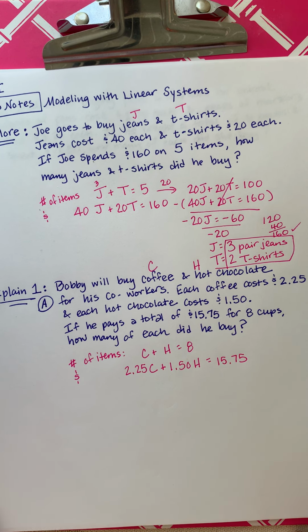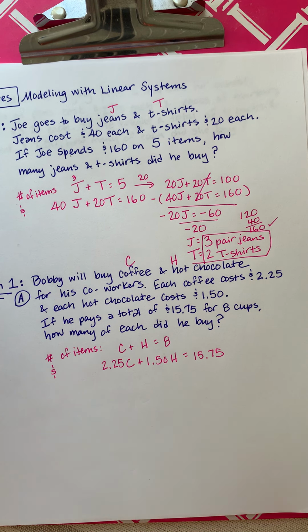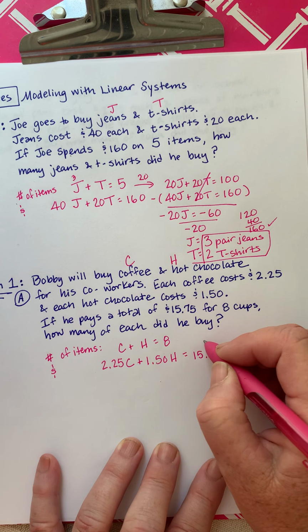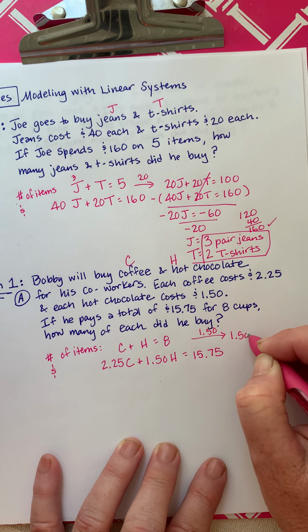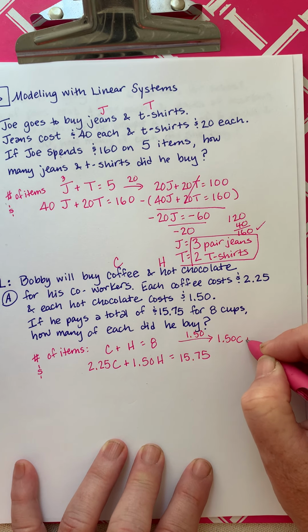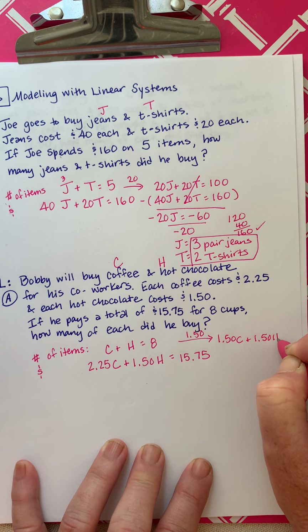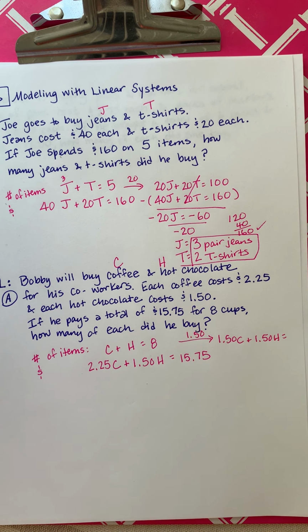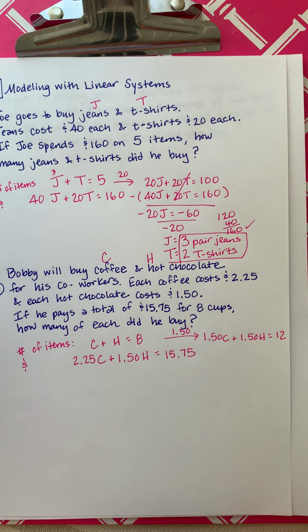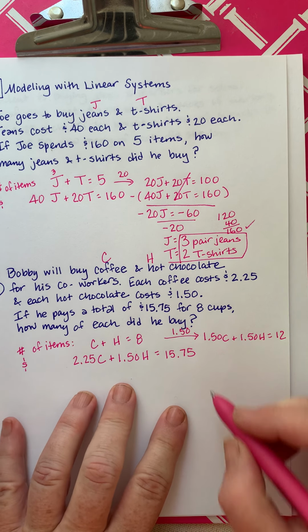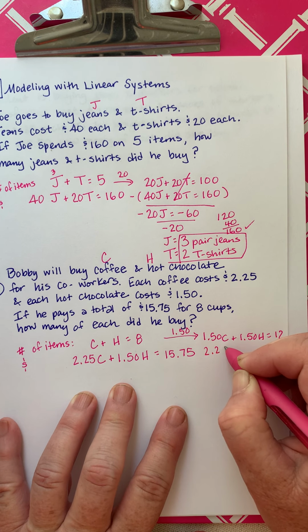Okay, I'm going to multiply the top equation by $1.50. I could do $2.25, doesn't matter. $1.50 seems easier to do in my head. So $1.50C plus $1.50H equals 12. $1.50 times 8, that seems right. Okay, 12. Then I'm going to recopy this equation.